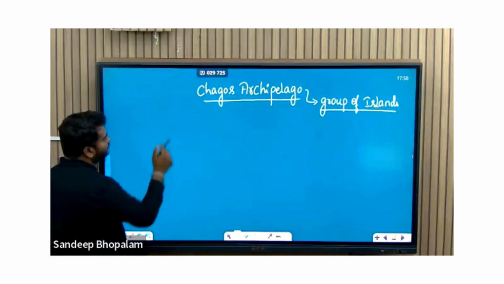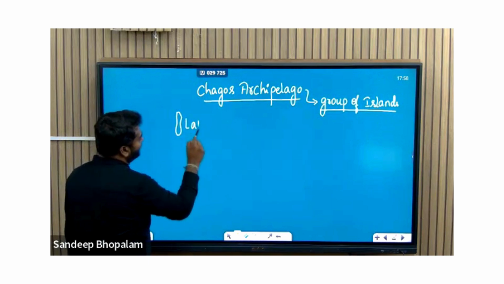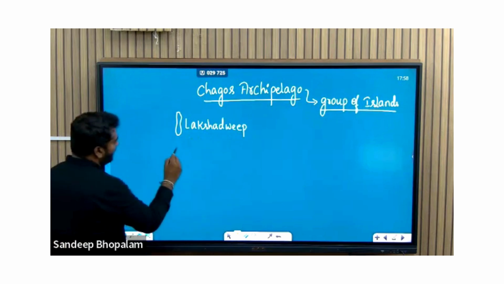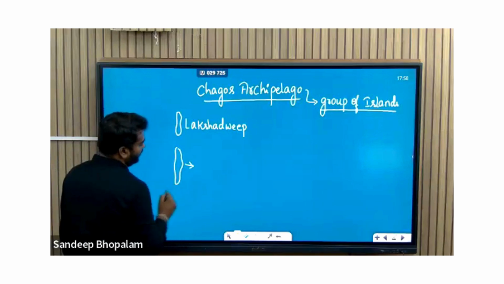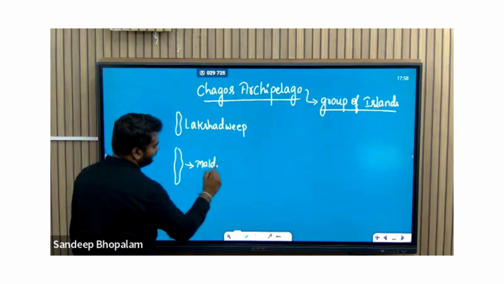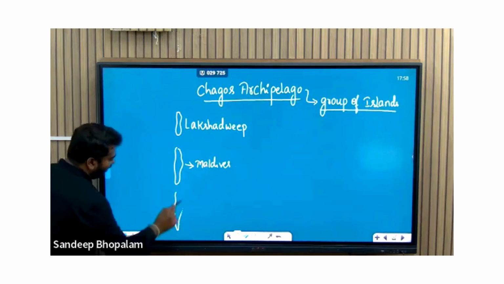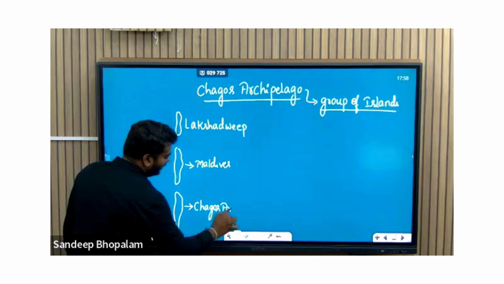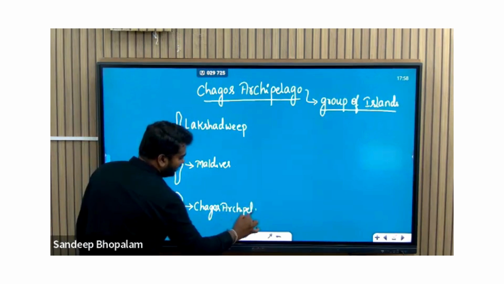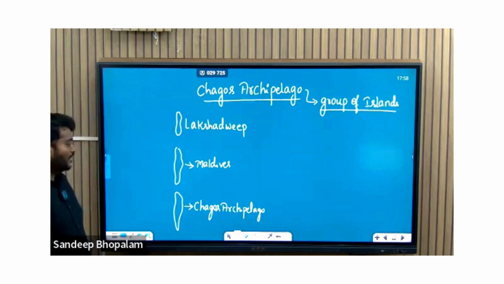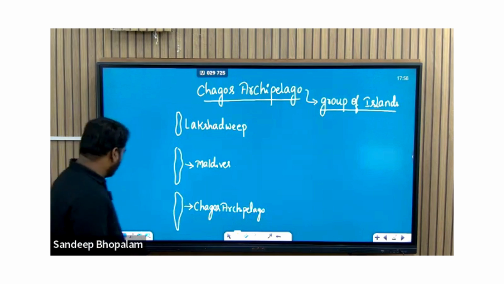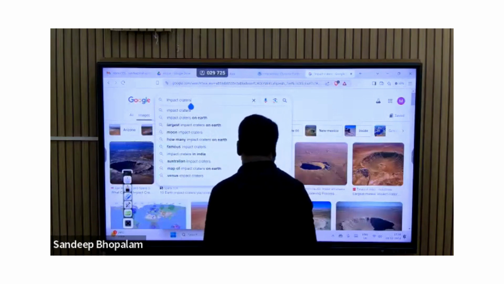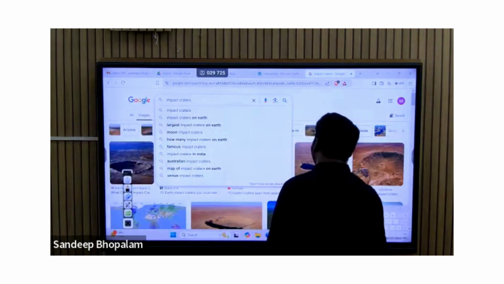Now guys, if you go to the Indian Ocean, you will have Lakshadweep. Okay, below Lakshadweep, you will have Maldives, and below Maldives, you will have the Chagos Archipelago. Okay, now first let us look at the location. If possible, please open your atlas, see along with me itself. It will be helpful for us to understand it in detail.